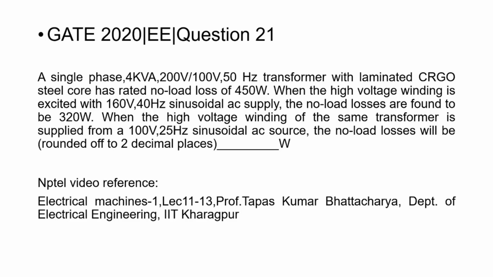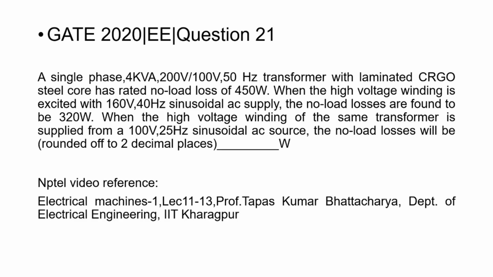2020 Electrical Engineering Question 21. A single phase 4 kVA 200 volt 100 volt 50 Hz transformer with laminated CRGO steel core has rated no-load loss of 450 watt. When the high voltage winding is excited with 160 volt 40 Hz sinusoidal AC supply, the no-load losses are found to be 320 watt.